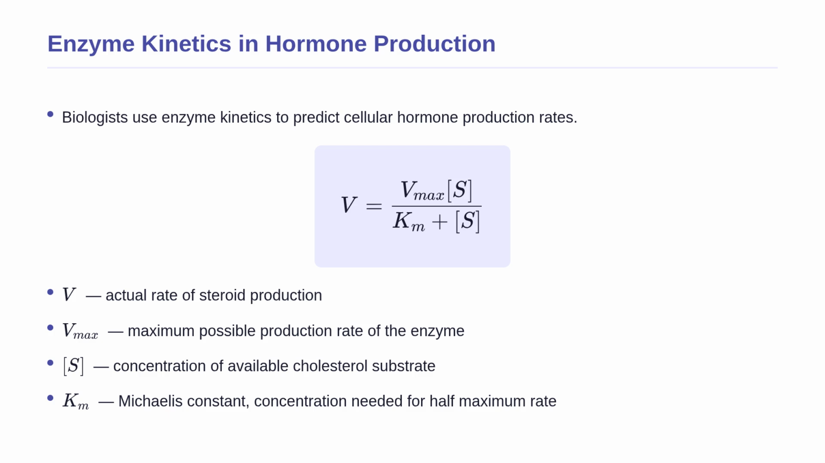V represents the actual rate of hormone production. Vmax stands for the maximum speed when all enzymes are completely busy. S is the concentration of our raw material, cholesterol. Finally, Km is the Michaelis constant, showing the cholesterol level needed to reach half the maximum speed. If cholesterol concentration increases, the production rate increases, eventually leveling off at the absolute ceiling of Vmax.